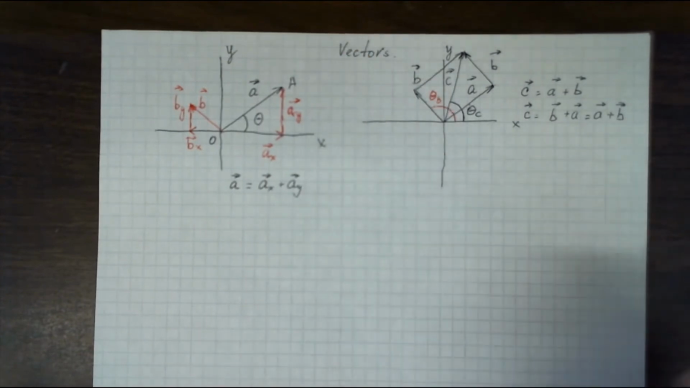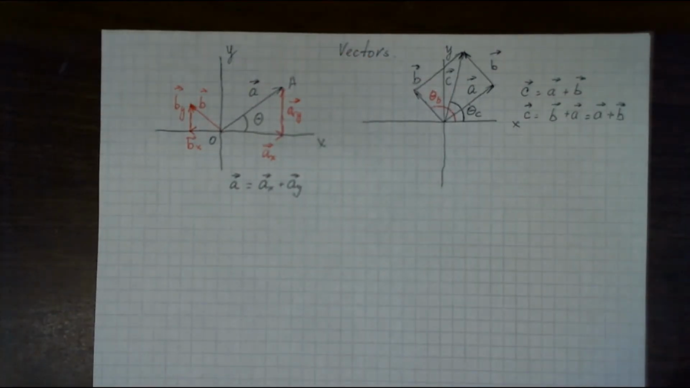So now the next operation with vectors, which we will introduce right here, which will actually allow us to introduce scalar components, is the operation of multiplication of a vector by a number.